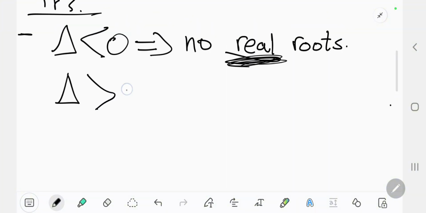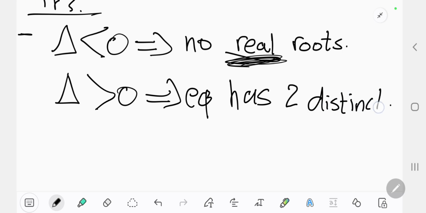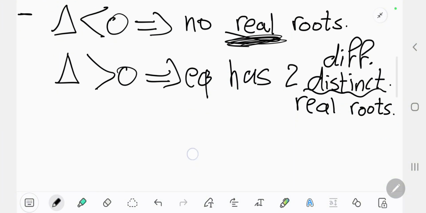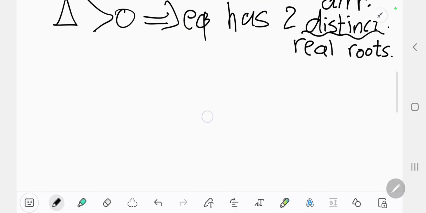Alright, so now if delta is greater than 0, then the equation has two distinct real roots. Distinct means different, okay? But they say distinct. So I'm just like, yeah, distinct. You know, gotta be professional.